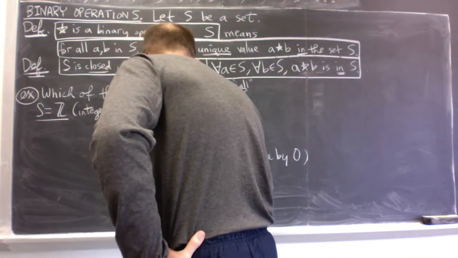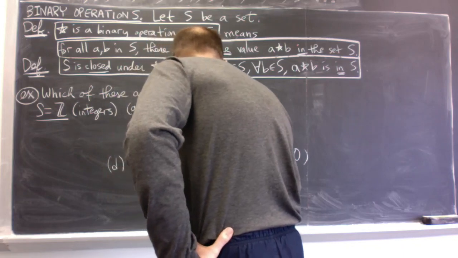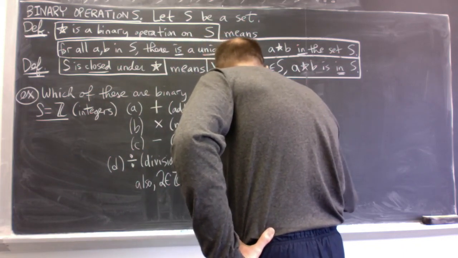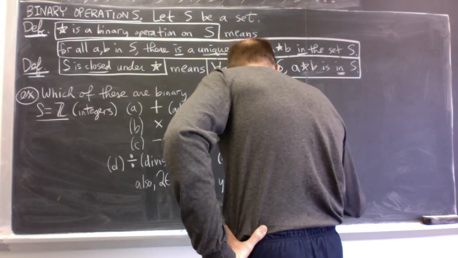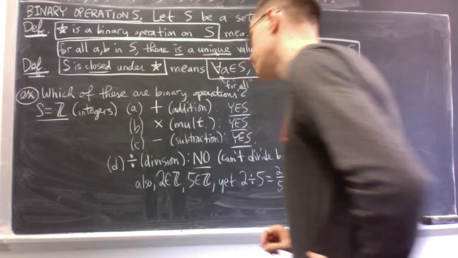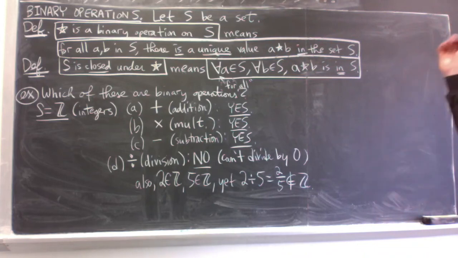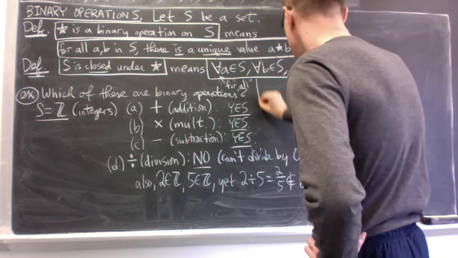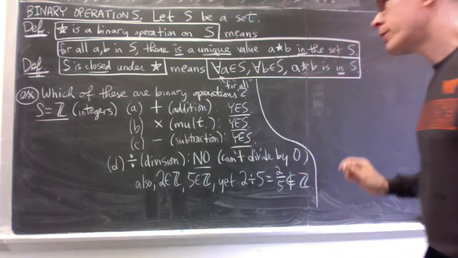2 is an integer, 5 is an integer, yet 2 divided by 5, however you want to write that, is not in the set. You don't have closure. And for reasons we'll come to, that's not acceptable for this study that we're going to do. So we say it's not a binary operation.